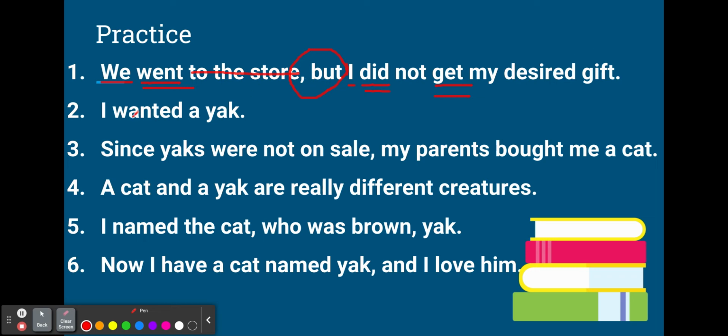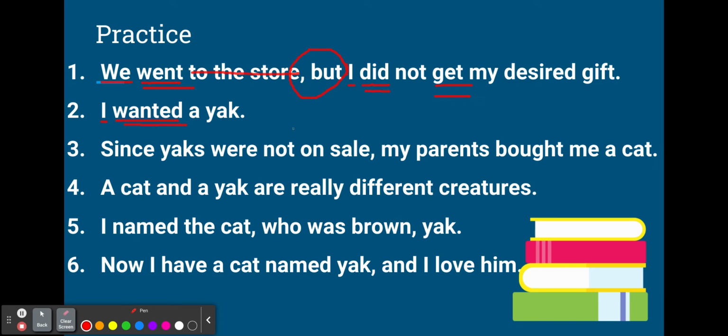The next one says, I wanted a yak. It's all I've ever wanted. A subject, a verb, and that's all we have. So we only have 1 clause, and if we only have 1 clause, the sentence type is really easy to figure out. It's just a simple sentence.